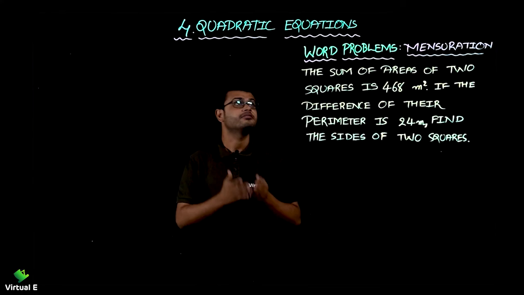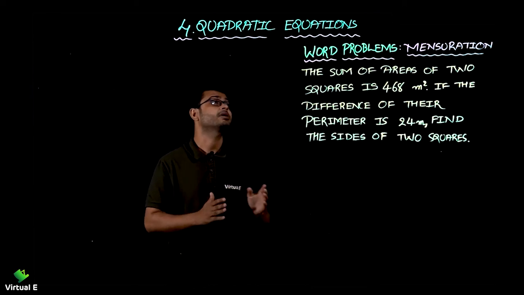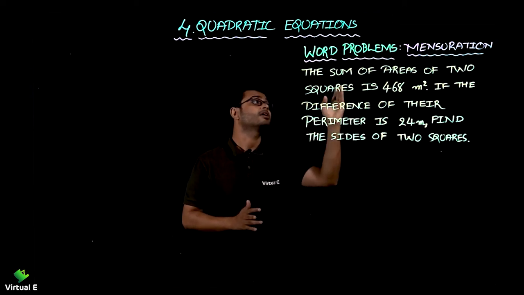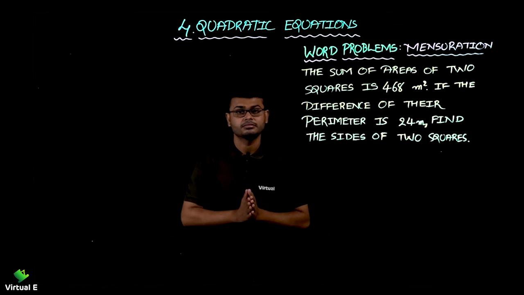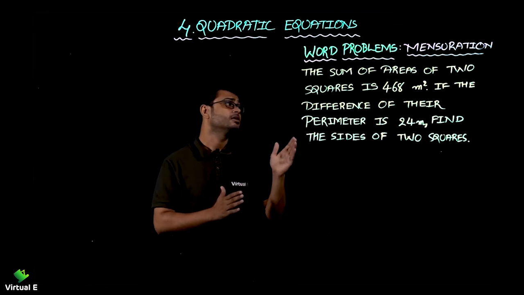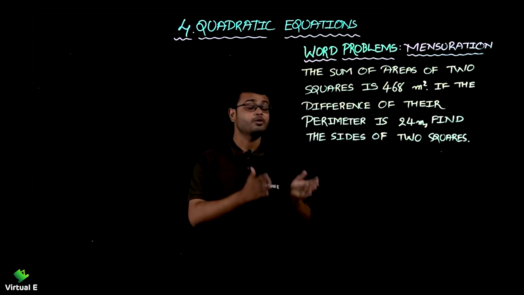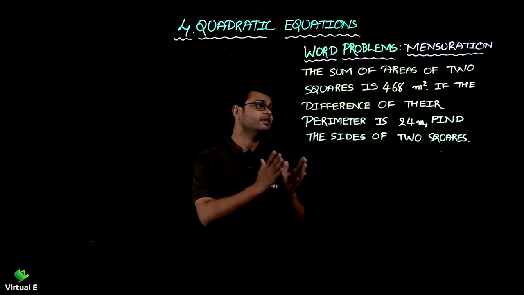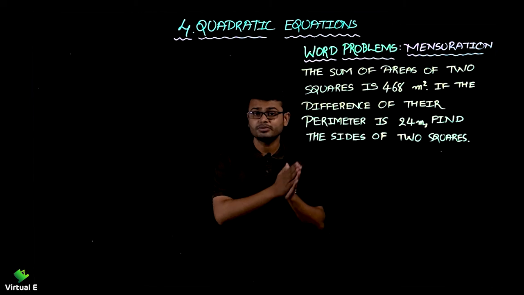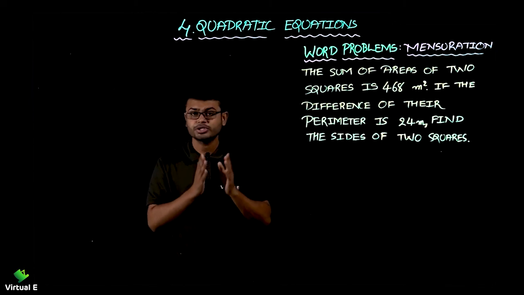In this session, we are going to discuss the next topic, which is word problems related to mensuration. We have taken the shape of squares, and we are going to form an equation, solve it, and then get the solution. Let's start. Let's read the question first.